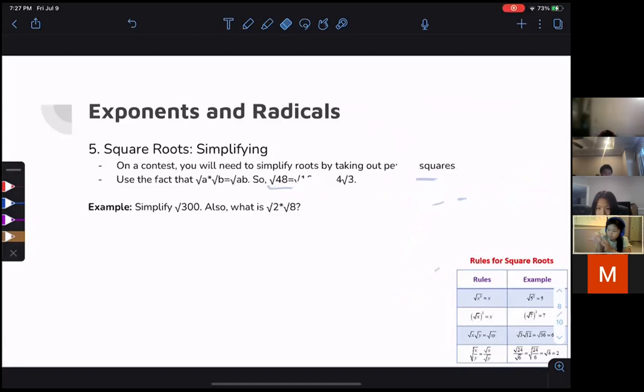All right, so I hope that made sense. Now, that being said, simplify the square root of 300 in simplest radical form, and then evaluate root 2 times root 8, and then you can tell me your answers when you're done, privately, of course.